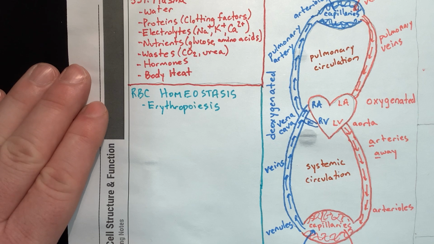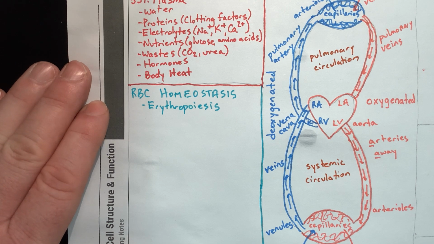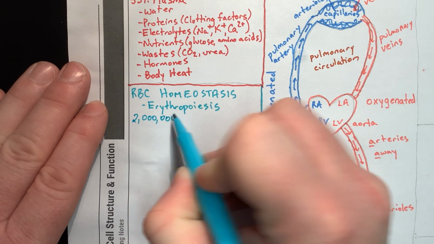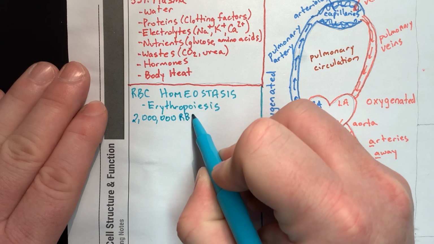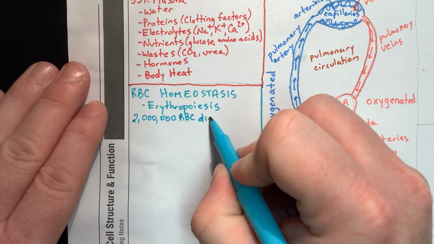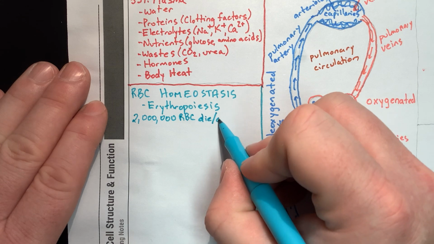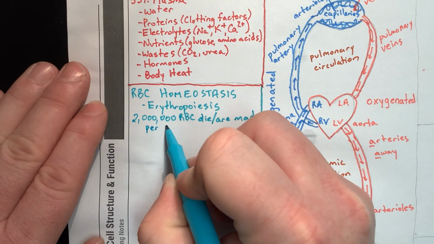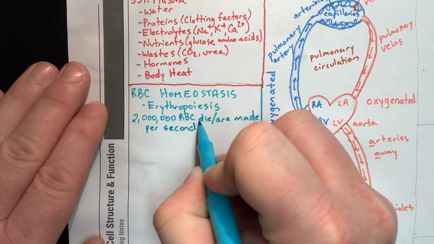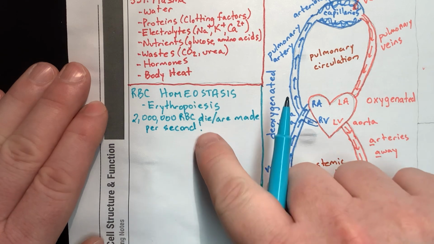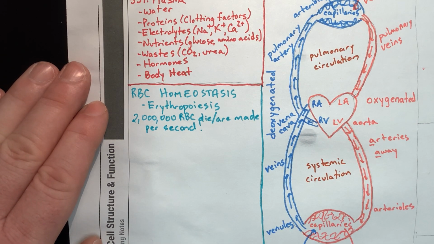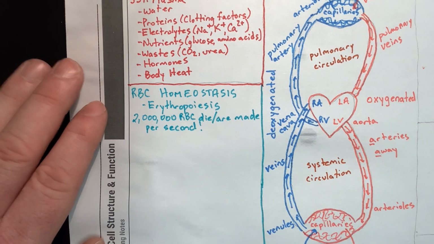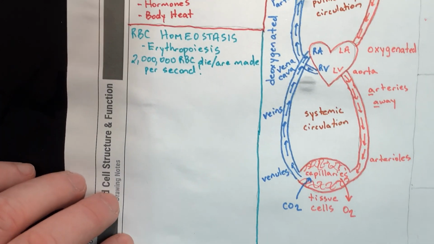That's their fancy name. Now, one thing that's crazy about red blood cells is that 2 million red blood cells die per second, and of course, 2 million are made to replace those. That's pretty crazy. So in the time to write that, probably 10, 20 million red blood cells died and were made. And just like any homeostatic loop, we've got our 6 main components here.